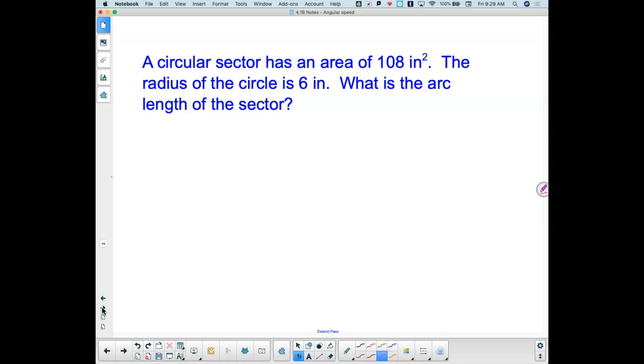The sector has an area of 108 square inches. The radius of the circle is 6 inches. What is the arc length of the sector?